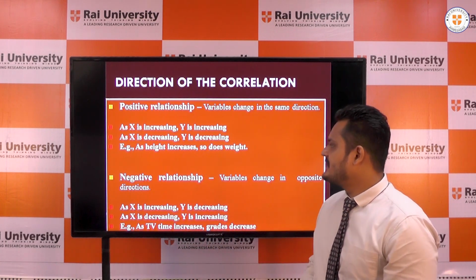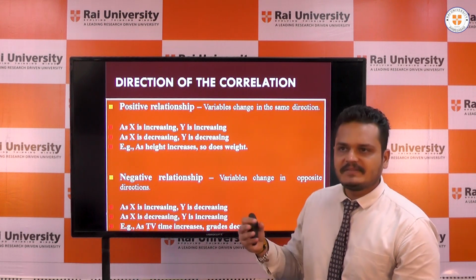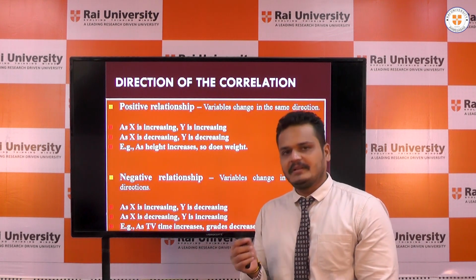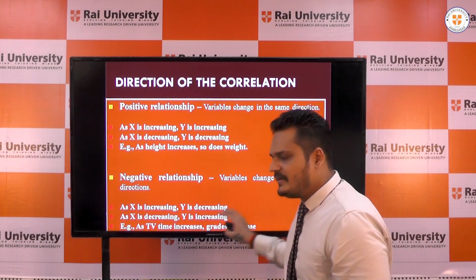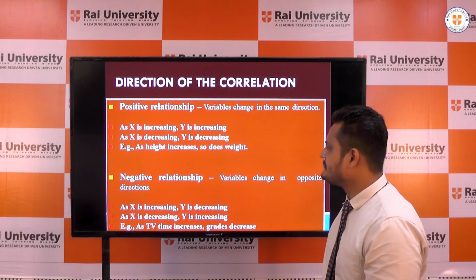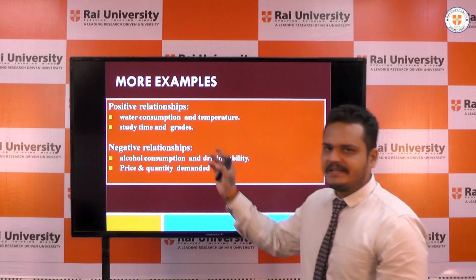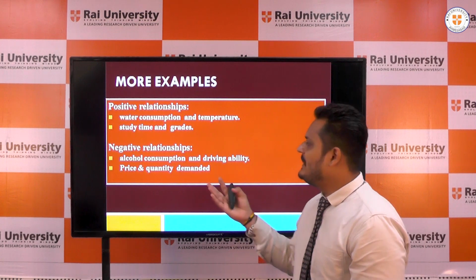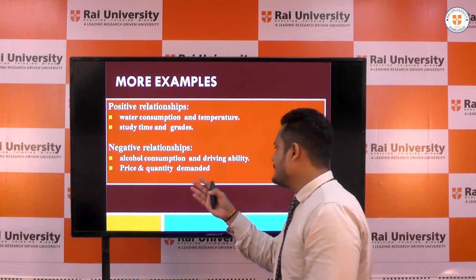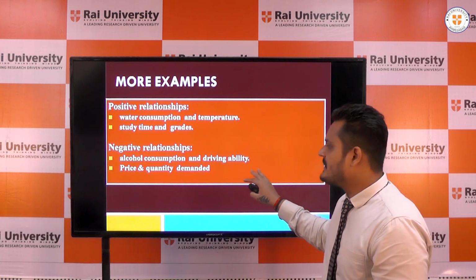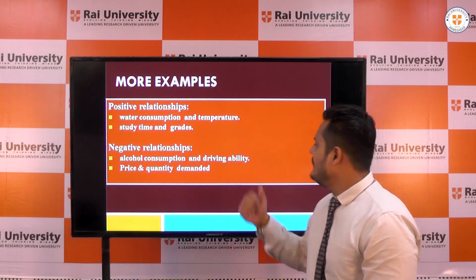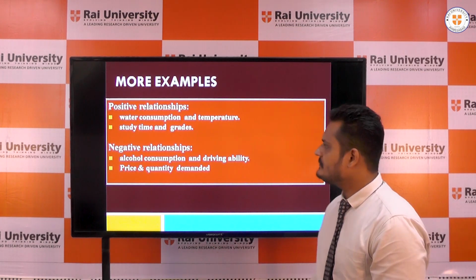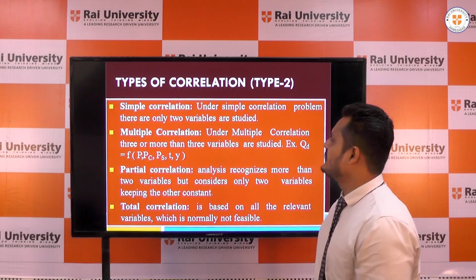Here the examples are mentioned. Height increases, so weight also increases for the positive relation. In negative relation, if we increase consumption and we watch TV more, our study time is reduced. Some more examples of positive relation: water consumption and temperature, study time and grades. Some examples of negative relationship are also mentioned here: alcohol consumption and driving ability, price and quantity demanded by the consumers.